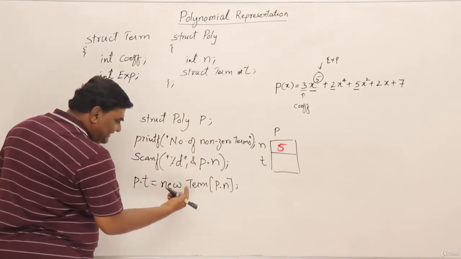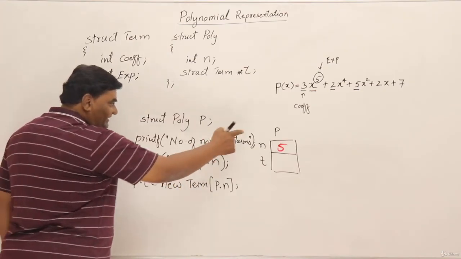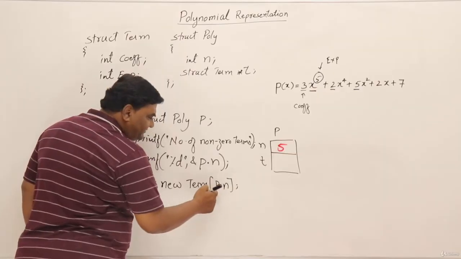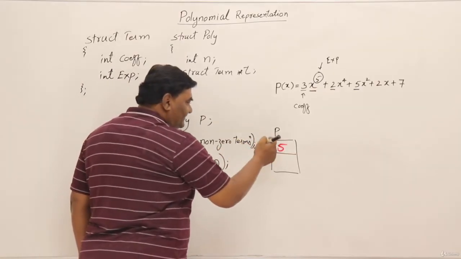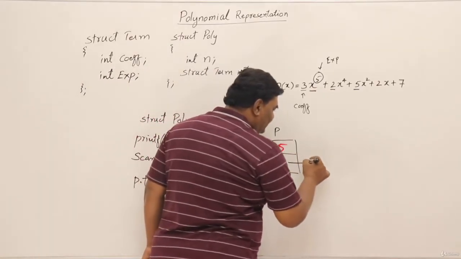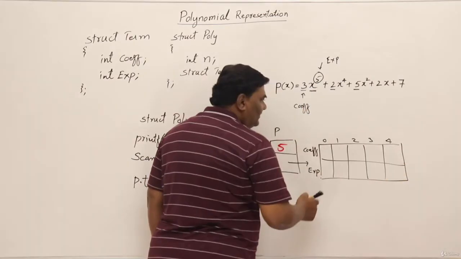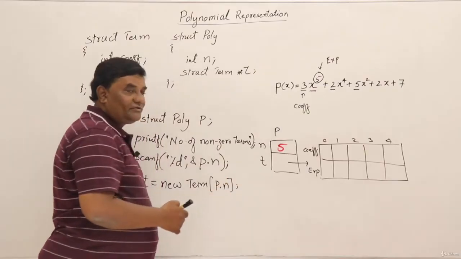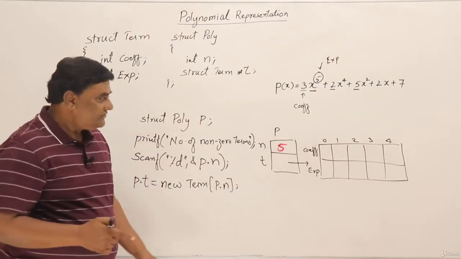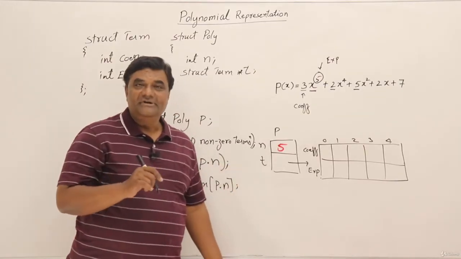So it is created in heap and its address is taken in p.t. And what should be the size of that array? p.n, this size. So here an array of size 5 will be created, with coefficients and exponents. This is how it will look inside main memory.